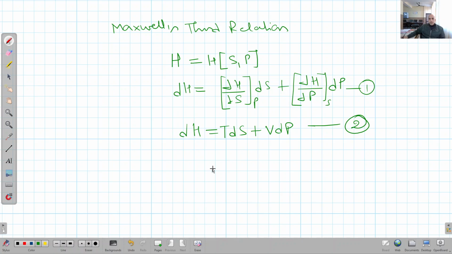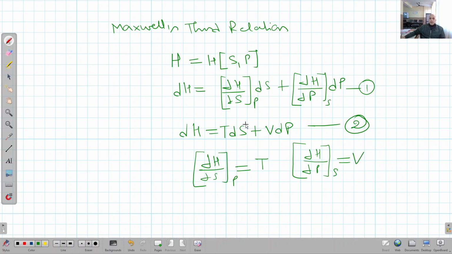So if you compare equation number 1 and equation number 2, then you will find (∂H/∂S) at constant P is equal to T. Clear? Similarly, (∂H/∂P) at constant S is equal to V. Clear? So this is the comparison we got, and let it be equation number 3.